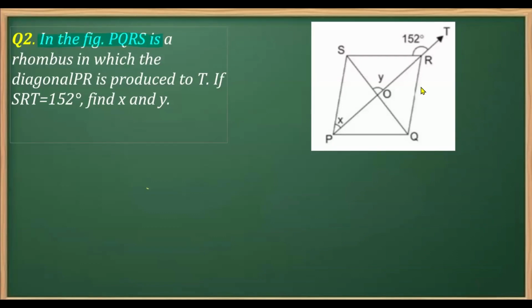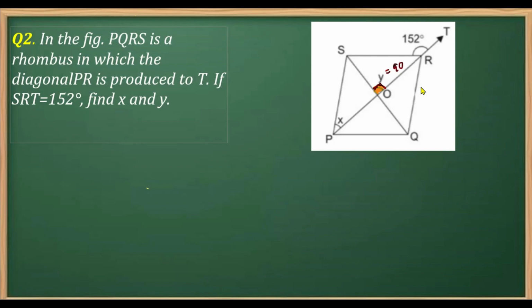In the second question, as you can see, a figure is given where PQRS is a rhombus. Further, it's given that the diagonal PR is produced to point T. Further, angle SRT is mentioned as 152 degrees. We have to get the value of angle X and angle Y. We'll get Y first because you know that diagonals of a rhombus bisect each other at 90 degrees. So clearly this angle is 90. So straight away we can write angle Y is equal to 90 degrees.